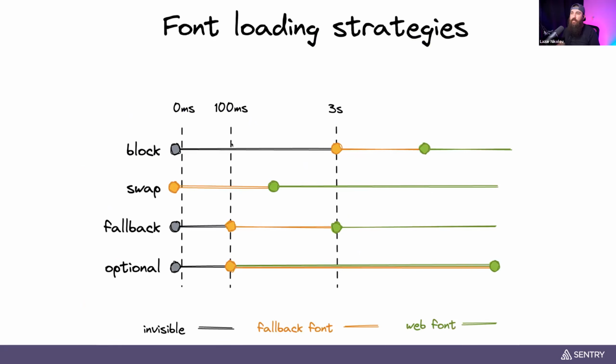Okay, so as you can see, we have the gray color or circle here, which represents the invisible, the block period. We have the yellowish orange, which represents the fallback font. That's the system font that the browser would use. And the green one is the one that we want, right? The green one is our custom font that we're loading. So here's the extremely short period of 100 milliseconds. And the short, which I mentioned is not really short, of 3 seconds.